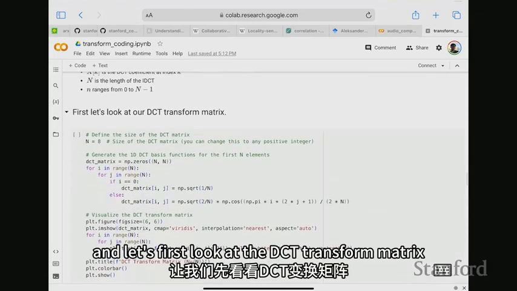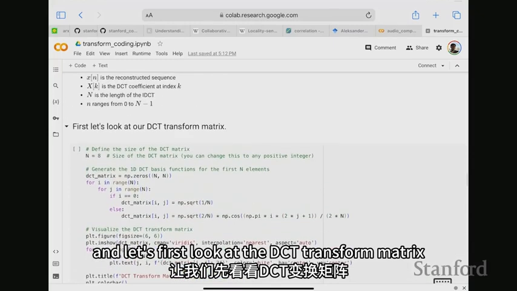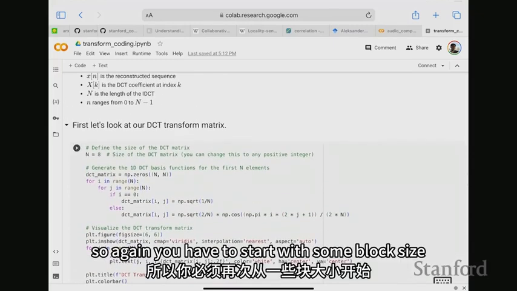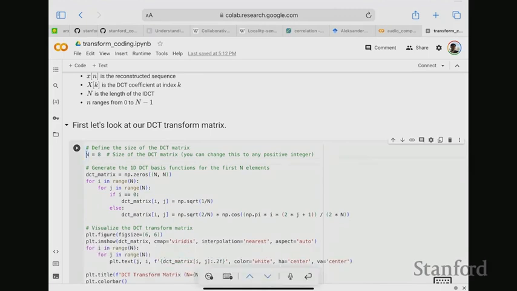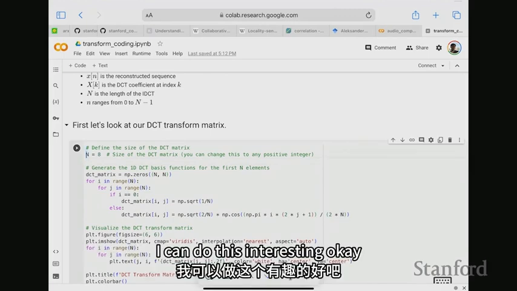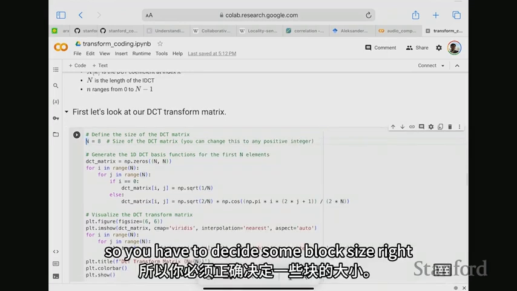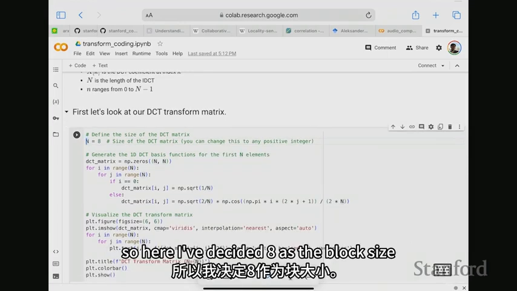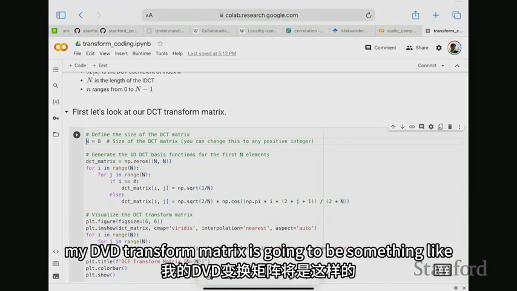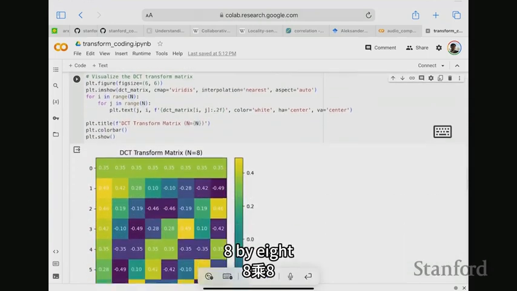So let's start and let's first look at the DCT transform matrix. Again, you have to start with some block size. You have to decide some block size over which you are going to do this. Here I've decided 8 as the block size, so my DCT transform matrix is going to be 8 by 8.